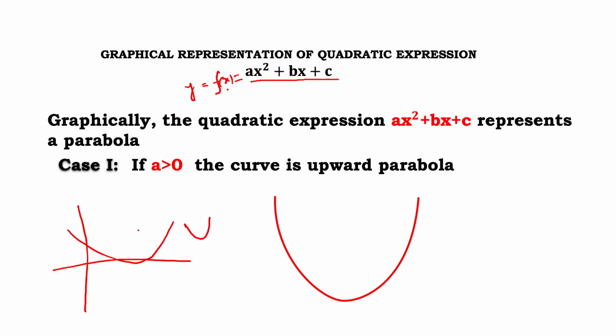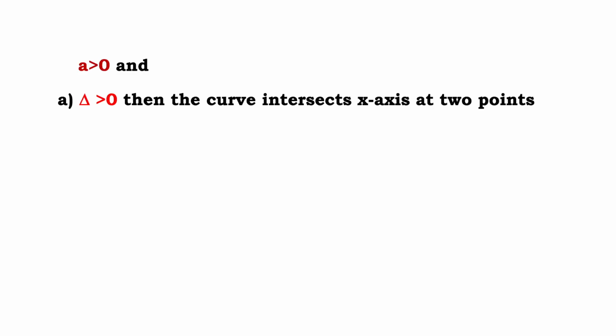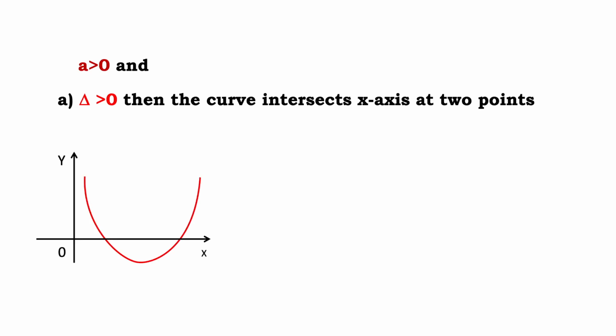But if a is greater than 0, this will be an upward parabola going up, right? This will be an upward parabola for a greater than 0. Now, if we take the case of a greater than 0 as well as the discriminant D greater than 0, it gives you two distinct roots. So this parabola must intersect the x-axis at 2 points, maybe both positive, right?